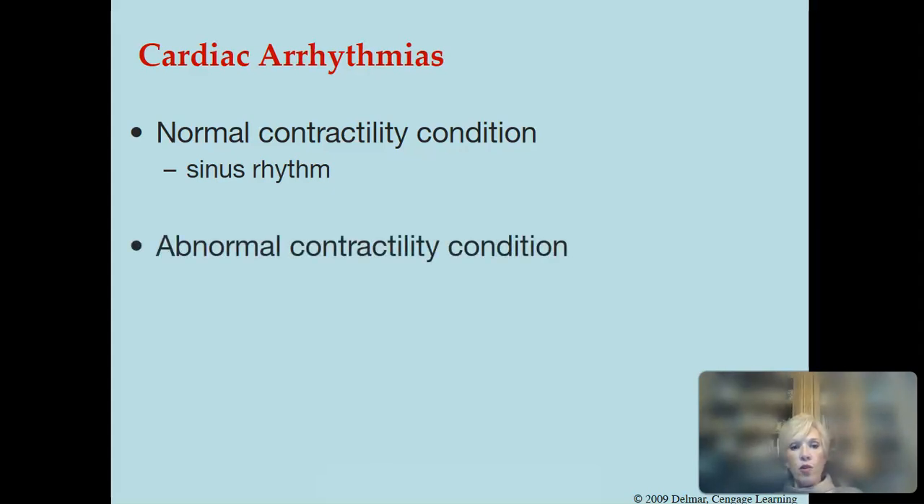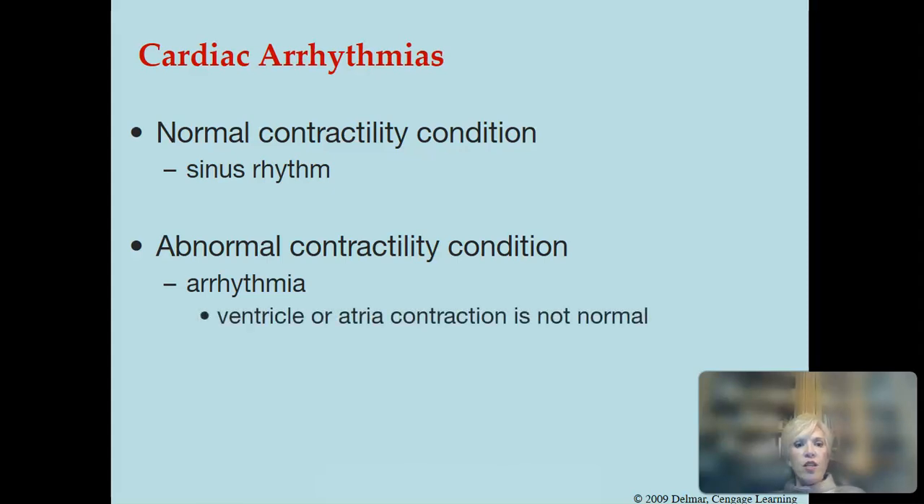An abnormal contractility condition is an arrhythmia. Any type of abnormal rhythm is going to be an arrhythmia, and we're going to look at several of those abnormal rhythms. This is where the ventricle or the atria is not contracting normally. So something is happening that these are not contracting normally.